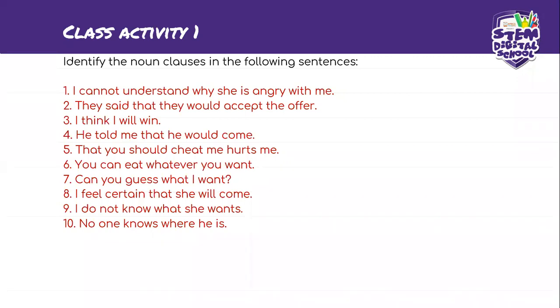I think I will win. So for number 3, the correct noun clause is I will win. Okay, so I will win becomes our noun clause. Number 4, he told me that he will come.